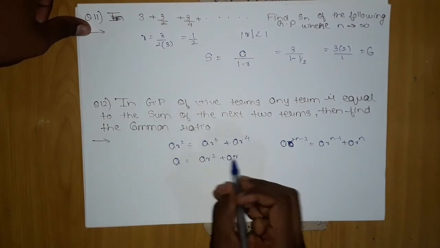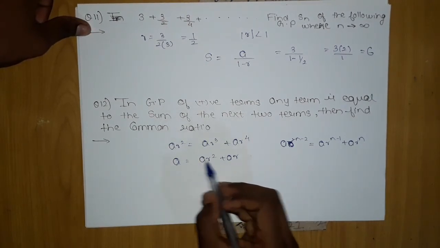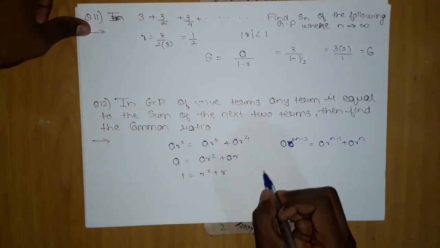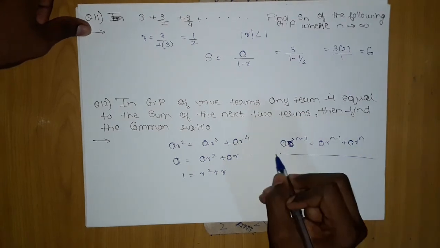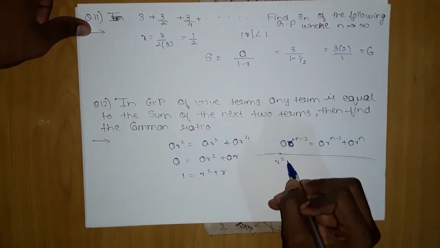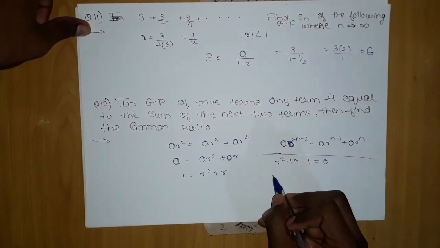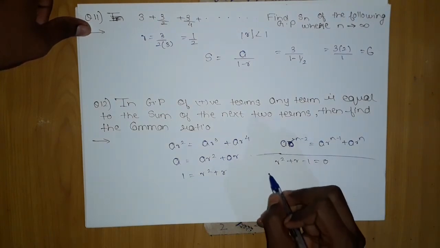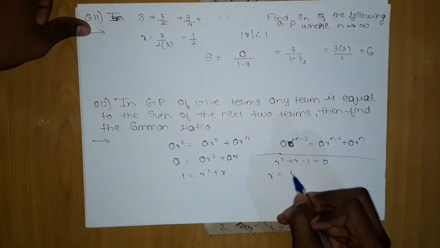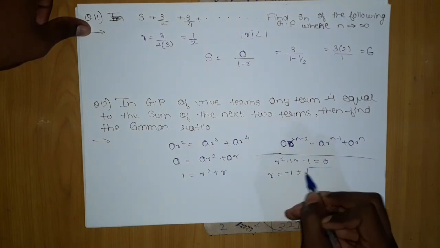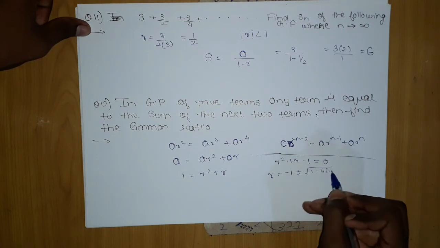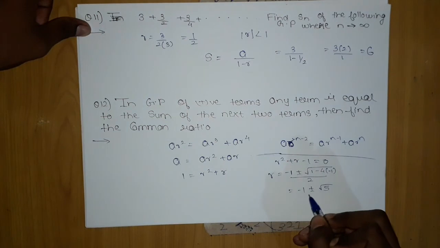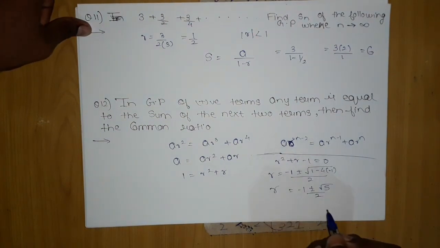So if I divide, means cancel the a, I get 1 equals r square plus r, and here you can see it is a quadratic, r square plus r minus 1 equal to 0. Now you can see it is irrational. So let me get the r value: minus 1 plus minus under root 1 minus 4 into minus 1, upon 2, which gives minus 1 plus minus under root 5 upon 2. So here we got the two r values.